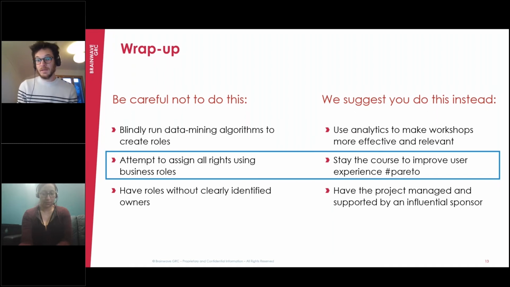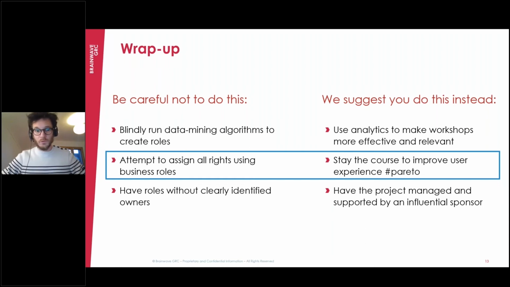So the idea is, of course, to have fewer roles than rights to manage. That's why we suggest keeping in mind the Pareto law, which says that we could manage about 80% of the access rights with only 20% of roles. We need to keep in mind that one of the main objectives of a role mining project is to have fewer management actions to manage the accesses.